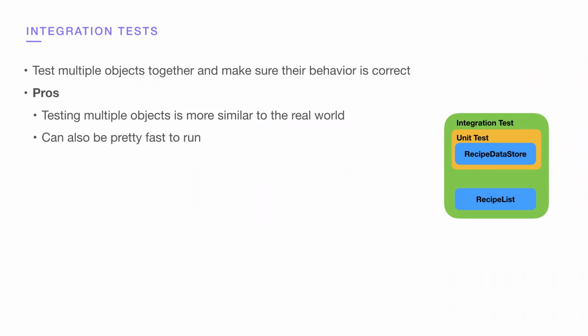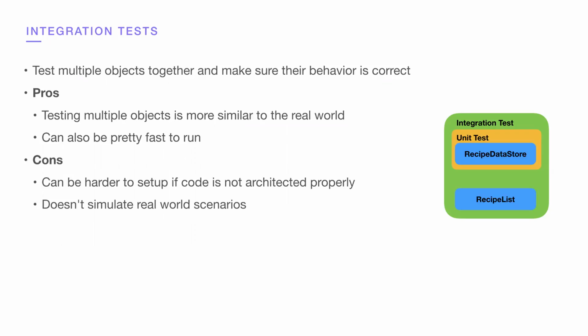Another pro for this is it can be pretty fast to run. Since you're not testing an entire app, you're only testing a few objects. Running them should be pretty fast. Some cons for these tests is it can be harder to set up if your code's not architected properly. Since you're testing multiple objects, if one of those objects is not easily testable, then you might have a hard time setting it up. And again, just like unit tests, it doesn't capture real-world scenarios. These types of tests are still sufficiently isolated from the rest of the app.